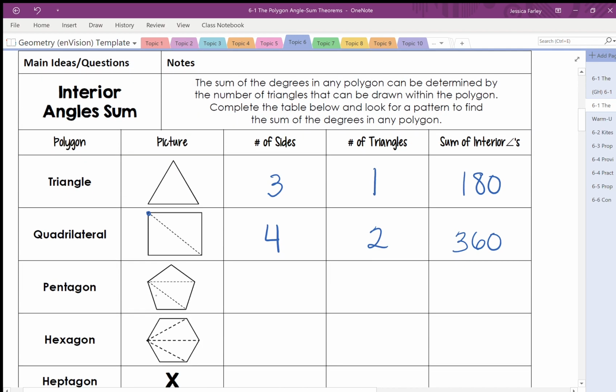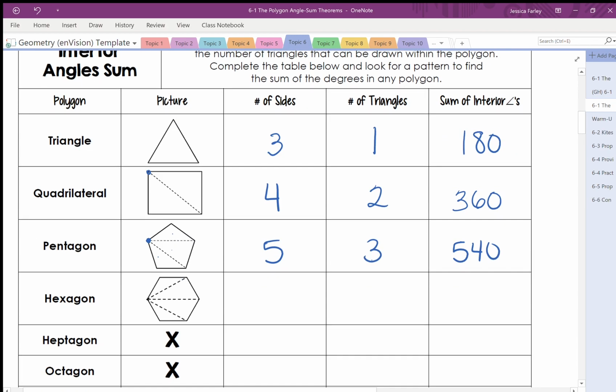Pentagon, we can draw three triangles, all coming out of one vertex to opposite vertices. So we get 5 sides in a pentagon. 3 triangles can be drawn. Each triangle has 180 degrees for a total of 540. 180, 180, 180 equals 540.